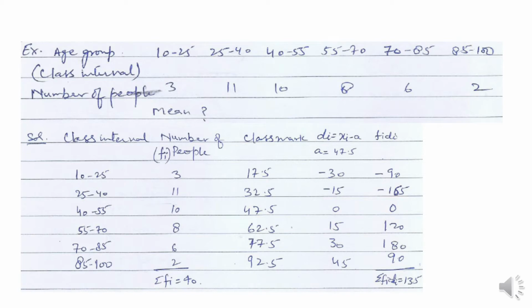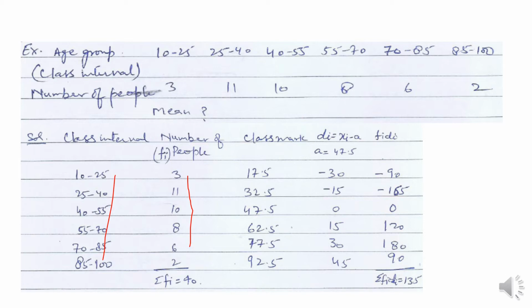So here the age group has been given as class intervals, grouped data: 10 to 25, 25 to 40, and so on, which means the interval is 15, the same in each. The number of people for each group has been given: 3, 11, 10, 8, 6, 2, and the mean is to be calculated. So we write the question in this form, where this is the group and this is people, the frequency fi.